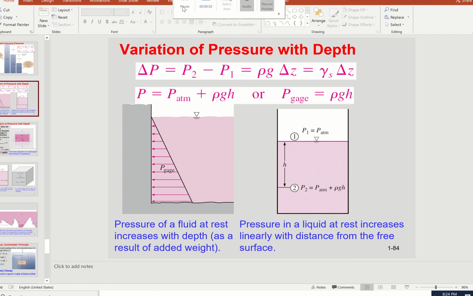So hi, in this video we're going to look at pressure changes with depth. We come up with a very important equation, basically P equals rho GH. Okay, let's take a look.